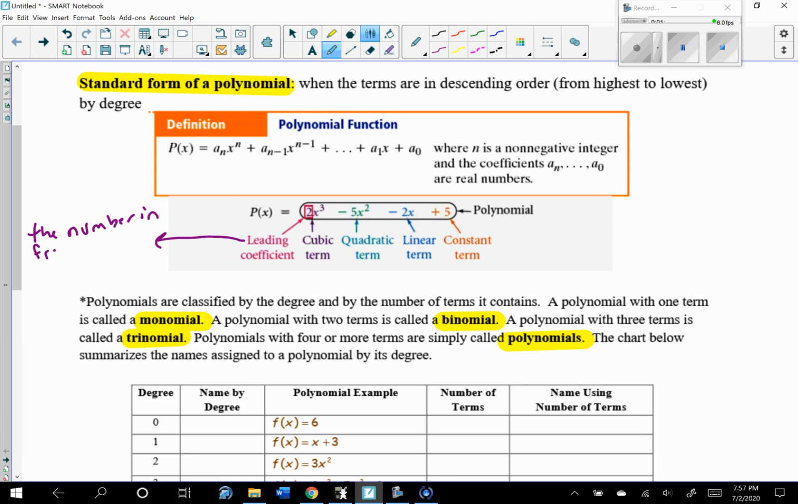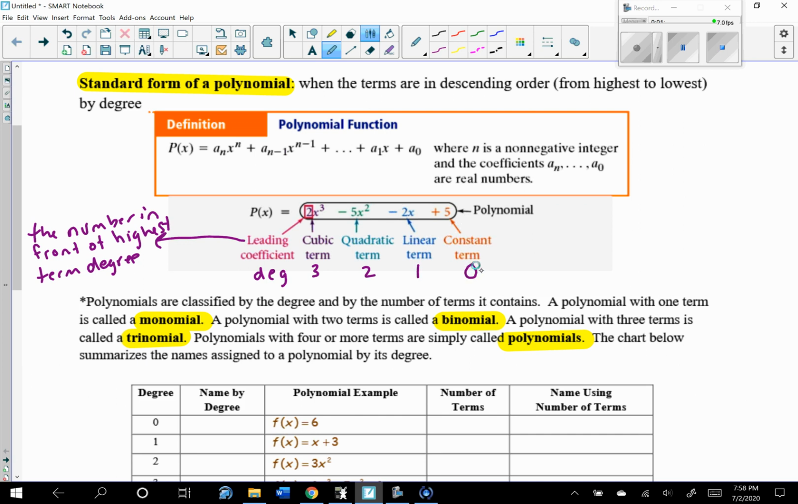in front of the highest degree term. So this is the leading coefficient of this entire polynomial because it's the number that is in front of all of them. And of course we said that this was degree 3, 2, 1, and when there is no x, 0.